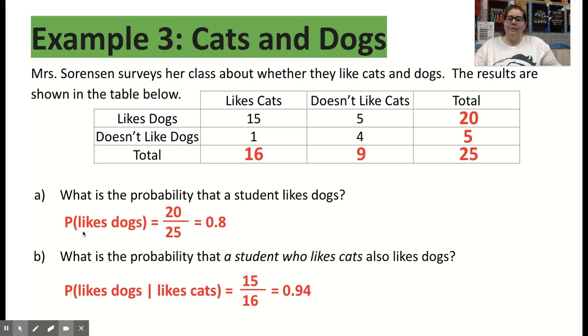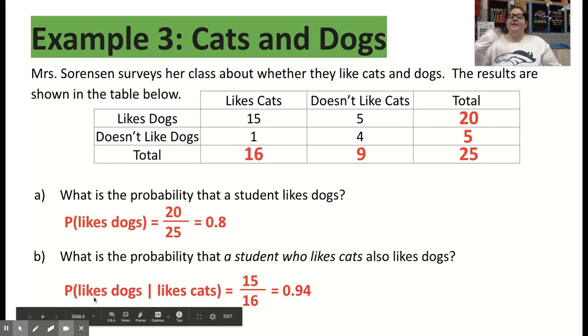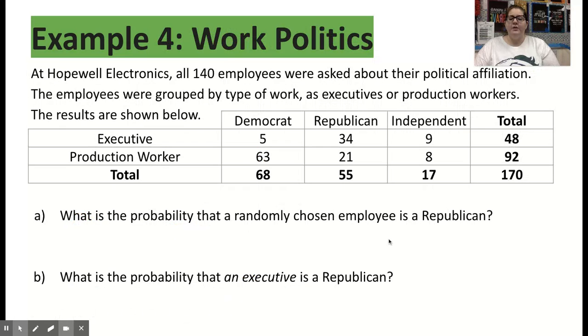So part A, what's the probability that any student likes dogs is 0.8. But given that they like cats, they're much more likely to also like dogs. So we can kind of see that difference. Let's do another one of those with the two-way table.